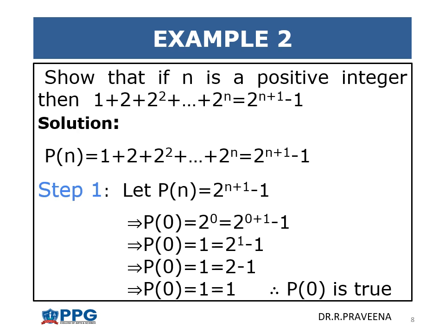Step 1. Let P of n equal to 2 power n plus 1 minus 1. That implies we have to substitute n equal to 0. So, P of 0 equal to 2 power 0 plus 1 minus 1. Anything power 0 is 1, so 2 power 0 equal to 1. Then 2 power 0 plus 1 is 2 power 1 minus 1. That implies P of 0 equal to 1, that is equal to 2 minus 1, which is 1. LHS and RHS are equal. Therefore, P of 0 is true.